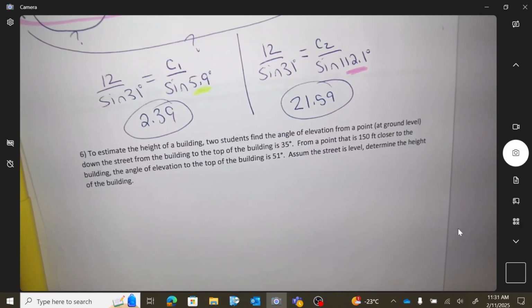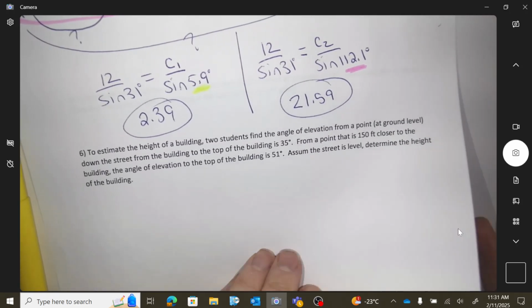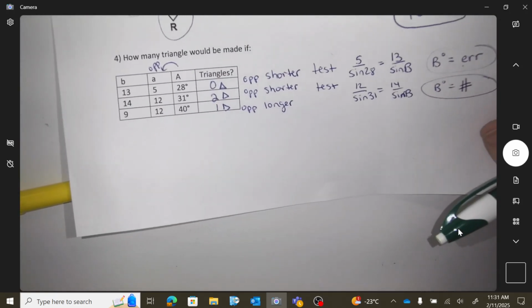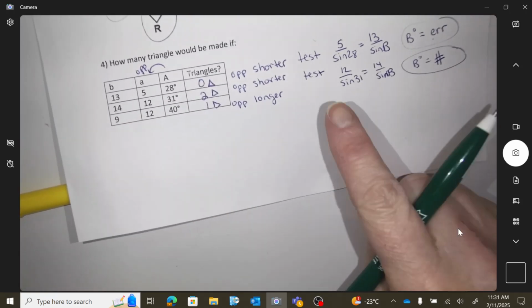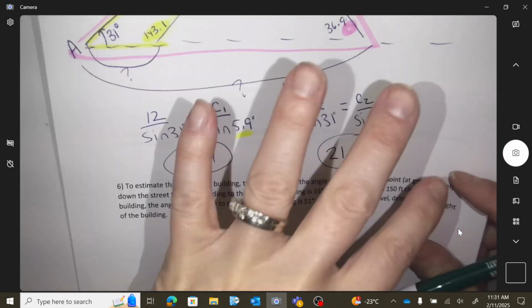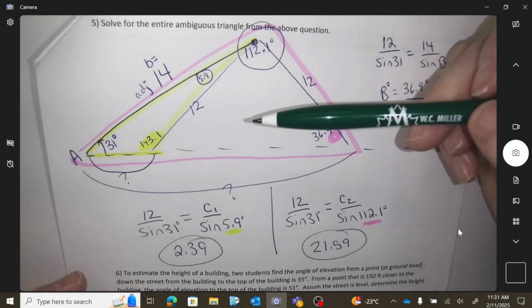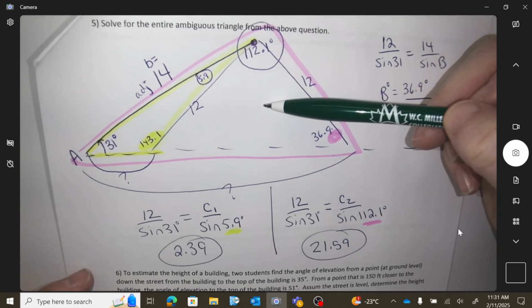So that concludes exactly what's on your test for ambiguous. You got 10 points. So you're going to have to figure out the number of triangles and explain. So that's 3 points. And then do a whole shebang. And this is a 7-point question. And I'm going to award you 1 point for your drawing.